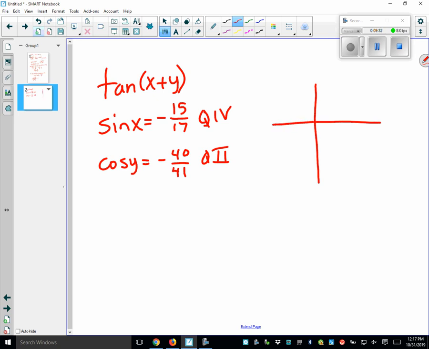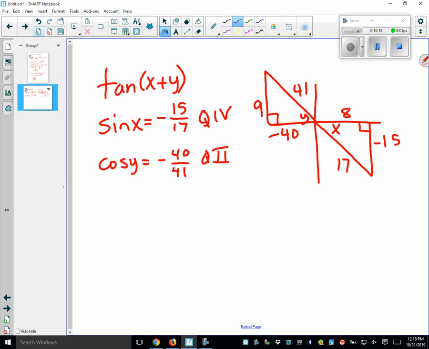Okay, in quadrant 4, this is x. Isn't this negative 15 and this 17? What's my other side? Positive or negative? Positive. Y is in quadrant 2. Cosine is negative 40 over 41, right? Yes. What's the other side? I'll do mine. Right?